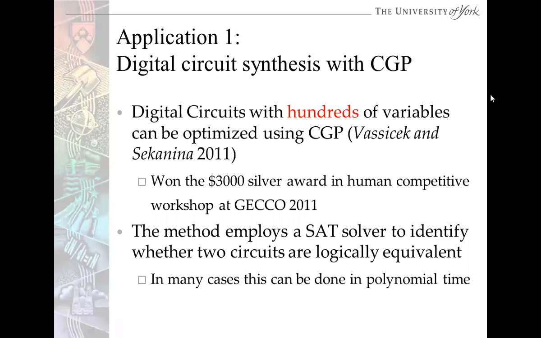The first application we're going to look at is digital circuit synthesis with CGP. Vasicek and Sekanina showed that you can actually optimize digital circuits with hundreds of variables using CGP. And they won the $3,000 Silver Award in the Human Competitive Workshop in GECCO 2011 with this work. Their method very cleverly employs a SAT solver to identify whether 2 circuits are logically equivalent. In many cases, you can do this in polynomial time.